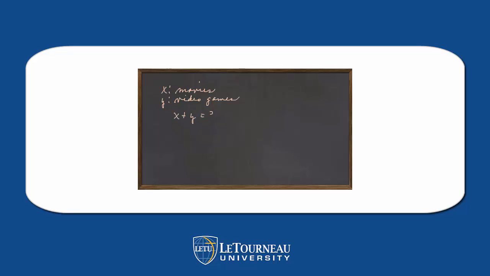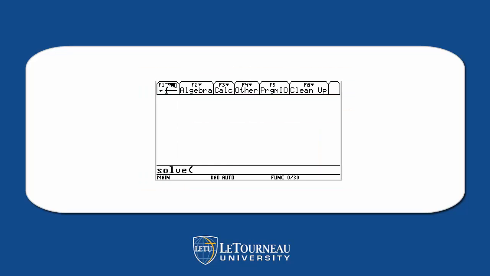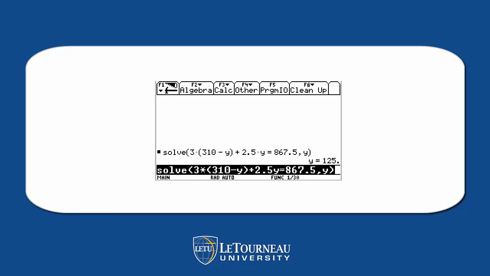All right, we know that x plus y equals 310, and we know that 3x plus 2.50y is equal to $876.50. So we can do a substitution. This is an easy substitution problem, and we'll have the following equation. Now, let's go to the calculator to solve that particular equation for y. So we're going to do solve here, and we're going to type in our equation. Now, y is the number of video games.